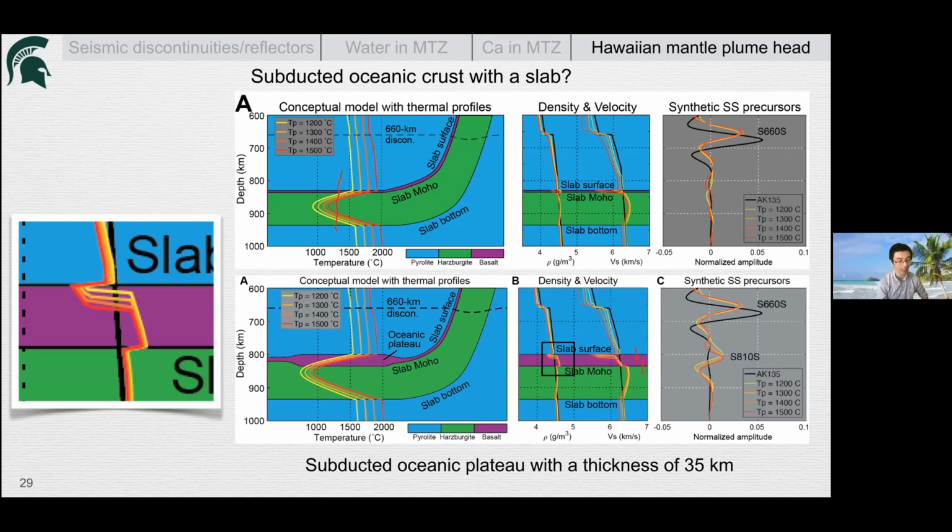So now I think this is still a hard conclusion to reach, but we have ruled out all other possibilities. I believe the only possible explanation for this reflector is a thickened oceanic plateau in the uppermost lower mantle at a depth of about 800 kilometers. Now, okay, I'm showing that we have an oceanic plateau in the lower mantle. Why do we have that? It's not common in the lower mantle.